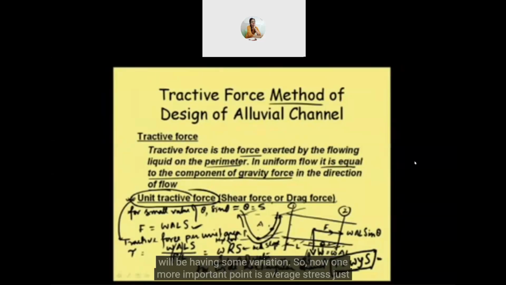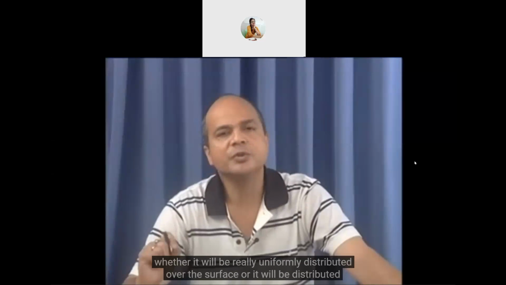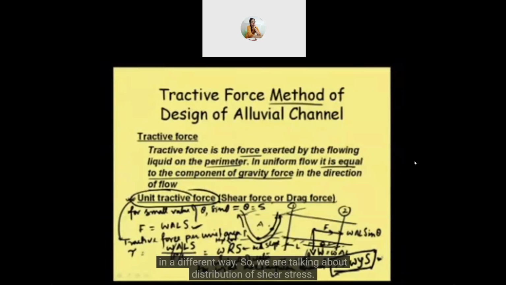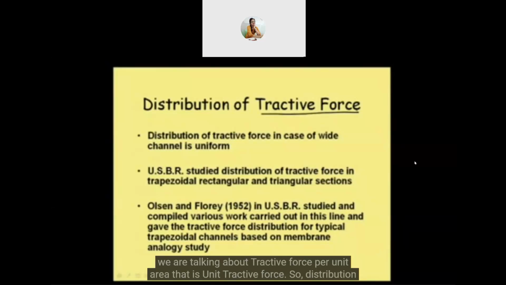So, distribution. Now one more important point: we are getting average shear stress, but for design purposes we should know the distribution of this shear stress, whether it will be really uniformly distributed over the surface or distributed in a different way. So we are talking about distribution of shear stress. Shear stress means tractive force, and again tractive force per unit area, that is, unit tractive force.